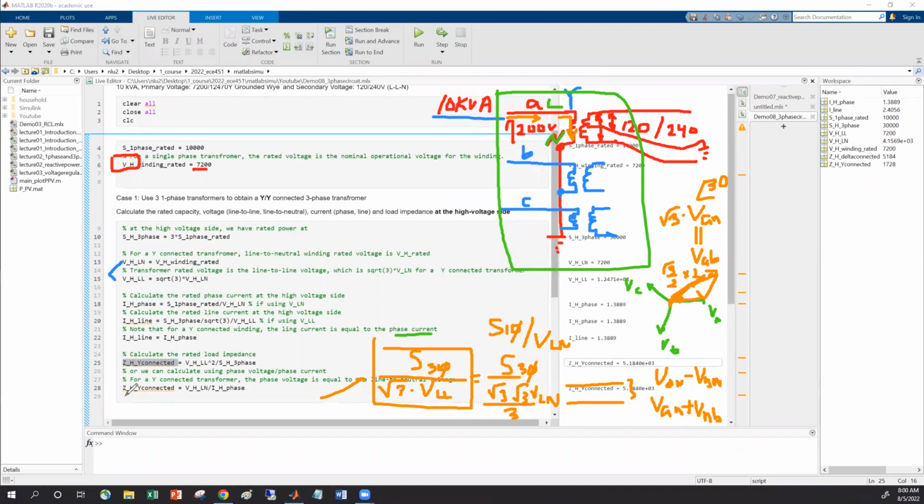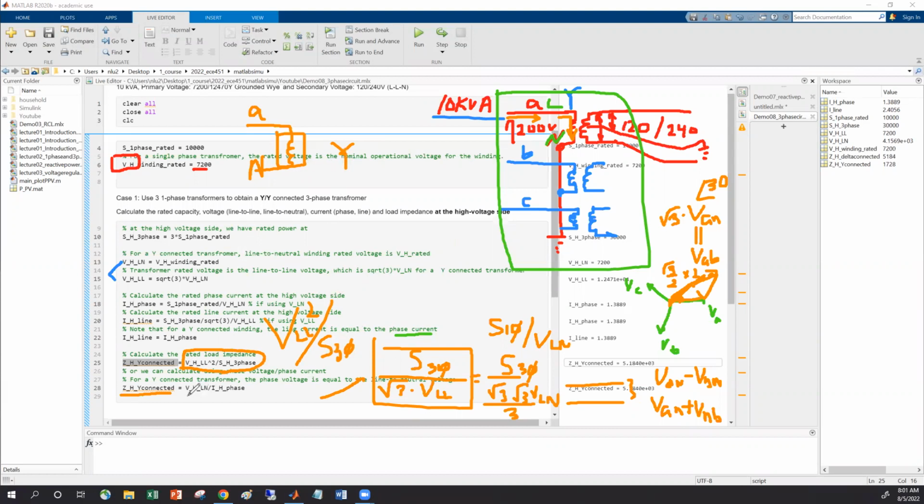Now, we would see that there are also 2 ways to compute the impedance here. So this is the Y-connected equivalent load impedance, meaning this is my voltage. What would be the equivalent impedance connected here? Because it's Y-connected, this is A, this is N. So if we compute this equivalent impedance, we can use the VLL squared divided by the three-phase power.